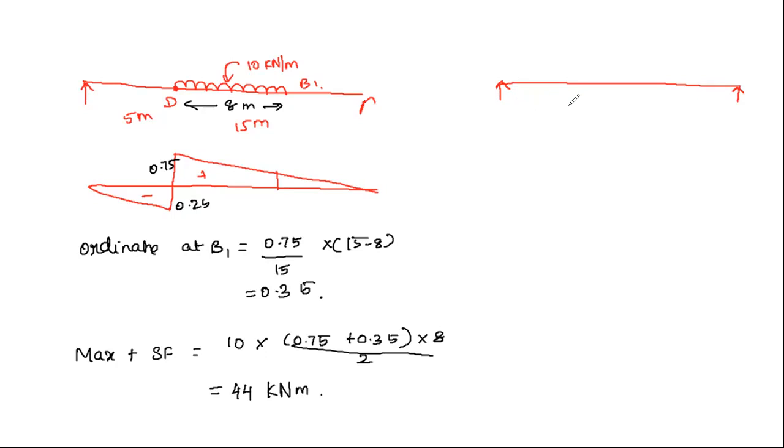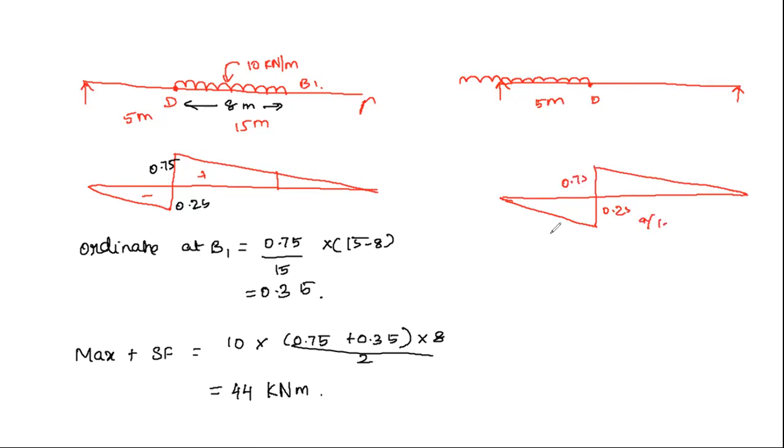So similarly, what is the condition for obtaining maximum negative shear force? So maximum negative shear force due to an UDL occurs when the head of the load is at D. So this is D. So it is only 5 meter. So it will be like this. And we know that the shear force diagram will be like this. And we know these values as 0.25 and 0.75, that is nothing but a by L. So this is negative shear force.